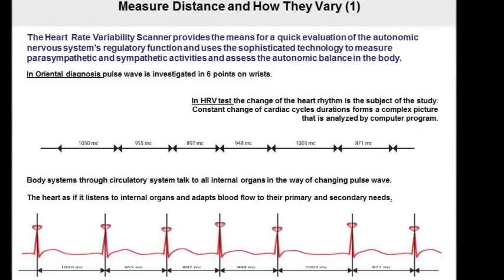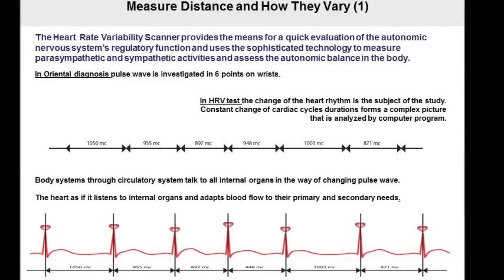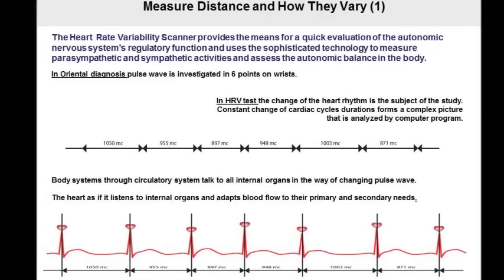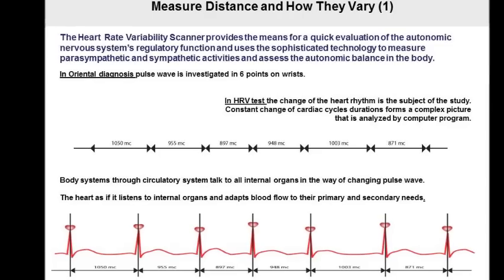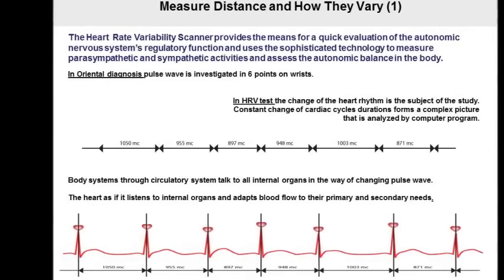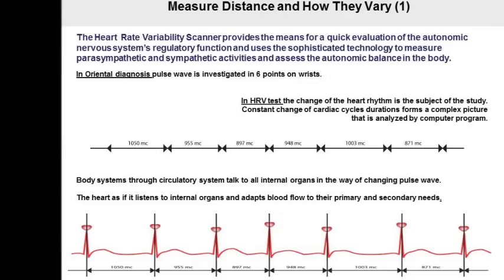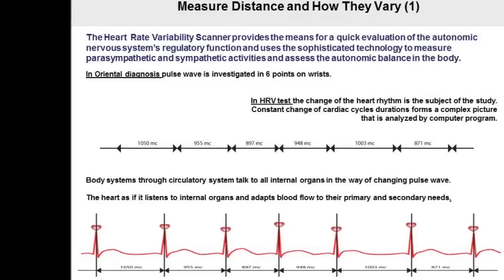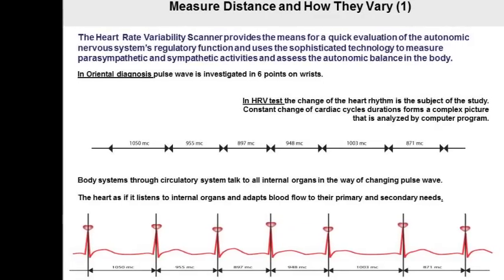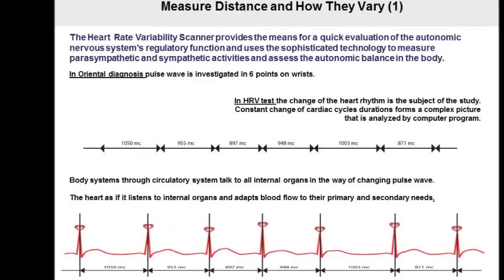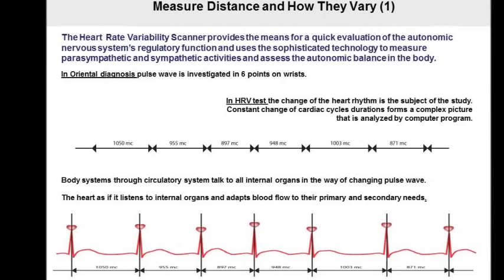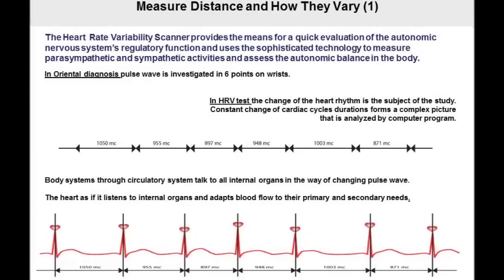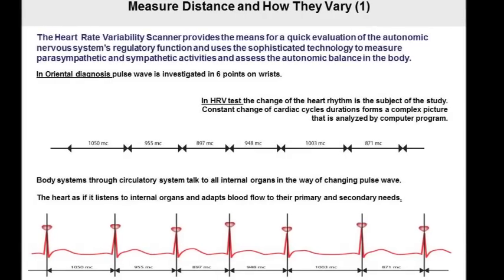In Oriental diagnosis, the pulse is investigated at 6 points on the wrist, on one hand and on the other, with 3 fingers. In a heart rate variability test, the change of the heart rhythm is the subject of the study. The constant change of cardiac cycle durations forms a complex picture that is analyzed by a computer program. If in ECG they analyze 5 different numbers, 5 different waves, A, B, or I don't know exactly.